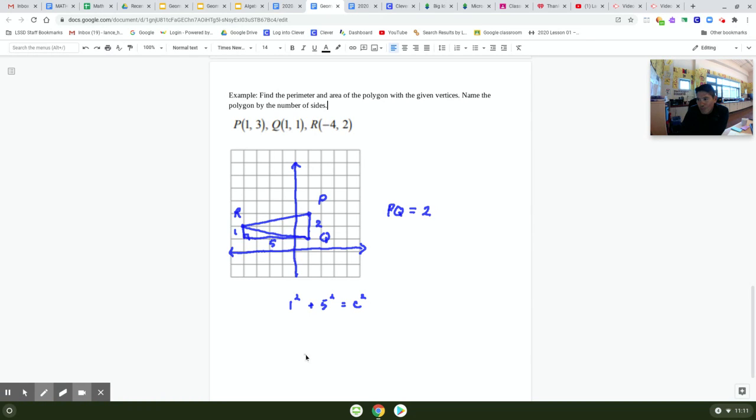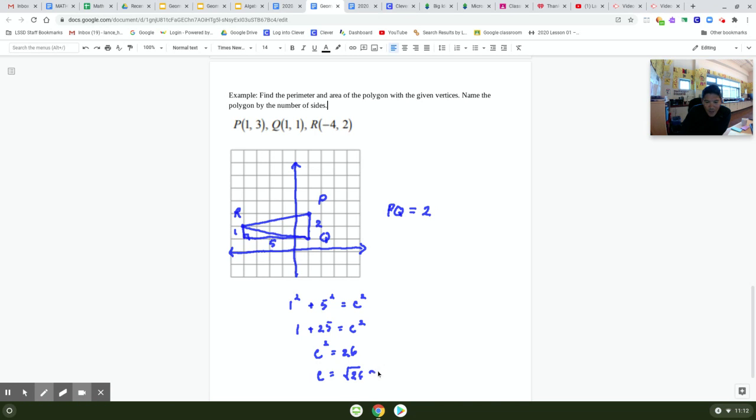I'm not going to go through and use the distance formula. We'll get the exact same thing if you use the distance formula, because really the distance formula comes from the Pythagorean theorem. So 1 squared is 1, plus 5 squared is 25. That's equal to C squared. C squared is equal to 26. So to solve this for C, I could take the square root of both sides. C is equal to the square root of 26.